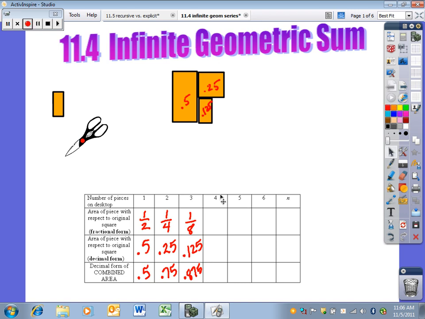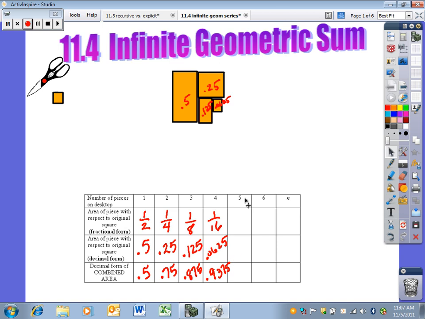Then it says to make another cut. So I'm going to cut this one more time. And take that half of an eighth, which is 1/16. And a decimal of 1/16 is 0.0625 that I have added to my desktop of 0.875. So I now have 0.9375.